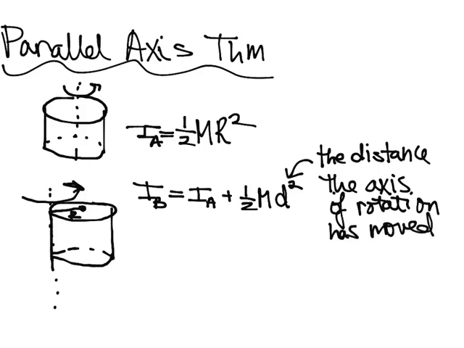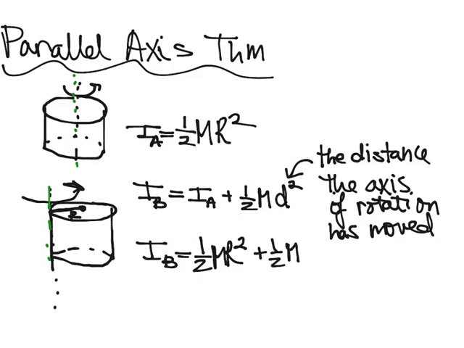For example, in this situation, IB is equal to IA, which was 1/2 mr squared, and then we've moved the axis of rotation, which I'm highlighting in green, a distance r out to the side, so we add mr squared. The new moment of inertia is going to be 1/2 mr squared plus mr squared, which is 3/2 mr squared.